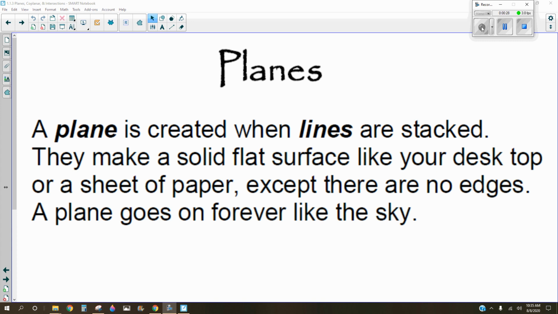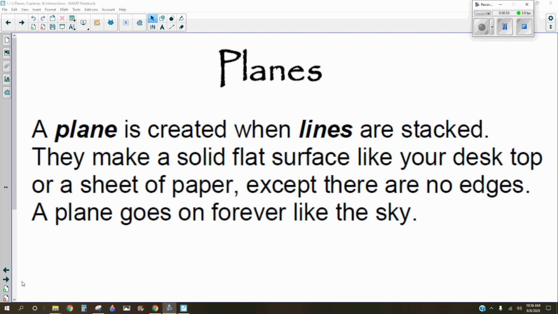Except like a line, planes technically go on forever. So it's really hard to imagine. Think of it like the sky. It keeps going in all directions, and we really can't see the end of it. That would be more like a plane, okay? Where your sheet of paper has edges. A plane really doesn't have edges, but we have to kind of imagine that those edges aren't there.